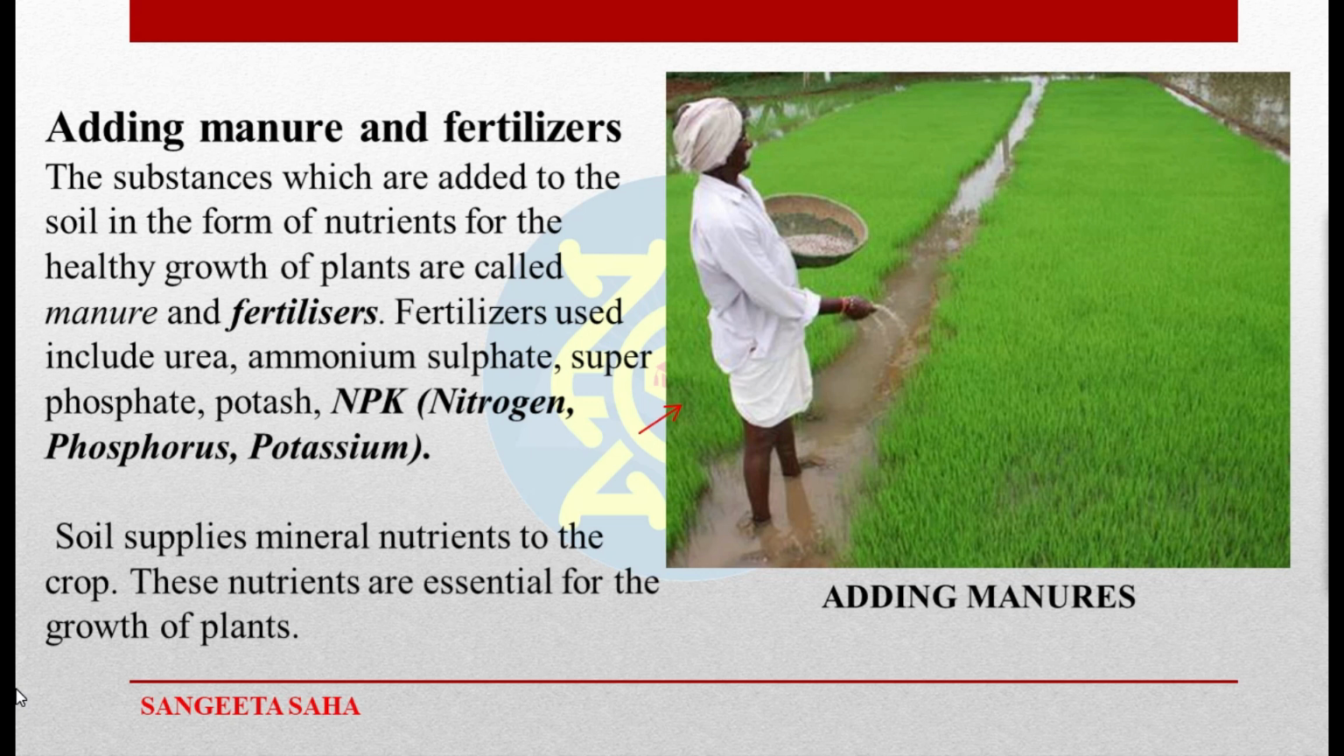Now, farmers also use fertilizers. Now, what are these fertilizers? Fertilizers are chemical substances which are rich in a particular nutrient and are produced in factories. Urea, ammonium sulfate, superphosphate, potash, NPK, commonly known as nitrogen, phosphorus, potassium. Okay, these are common examples of fertilizers. And the use of fertilizers has helped farmers to get better yield of crops such as wheat, paddy, maize. But excessive use of it will cause harmful effects to the soil.